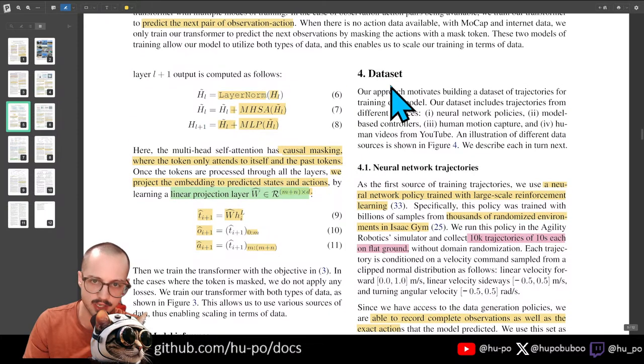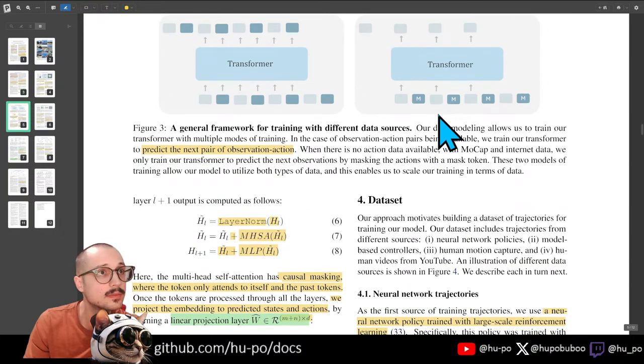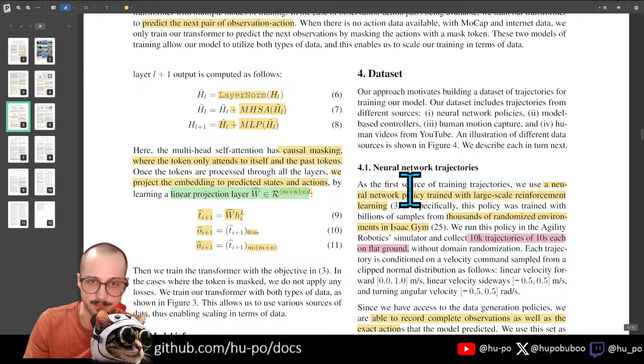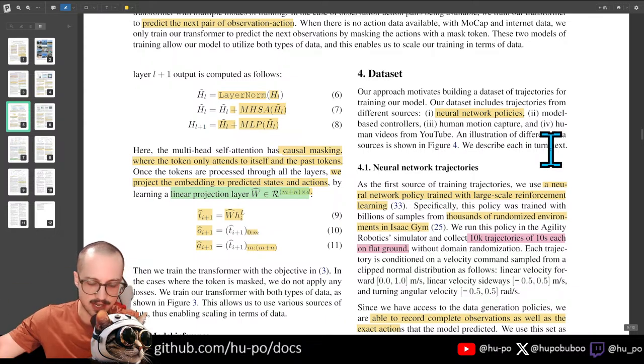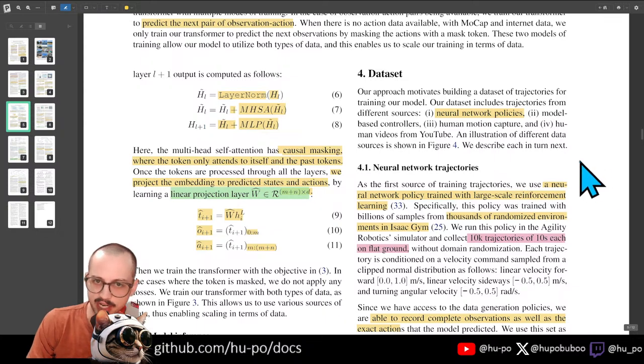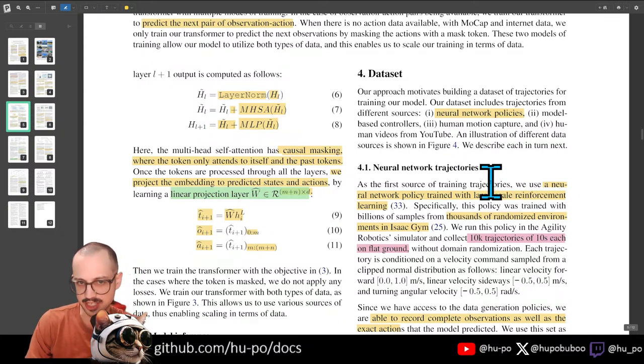Data set. Okay, now they're going to go into the actual data set, right? So one of the pieces of the data mixture, and whenever I say data mixture, I mean all the different types of data that you're using to train this. There are going to be different buckets of data, and the first bucket comes from neural network trajectories. They're going to be training a neural network policy trained with large-scale reinforcement learning.